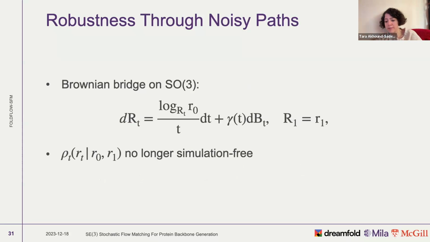We want to basically use a similar idea on SO3. Again, the Brownian bridge is defined very much the same way. You have the velocity vector that we've seen so far, and again the scaled Brownian motion. The Brownian motion is now on SO3, but that's basically the only difference. But the problem is that this is no longer simulation free. You might not know the rho t of Rt given R0, R1.